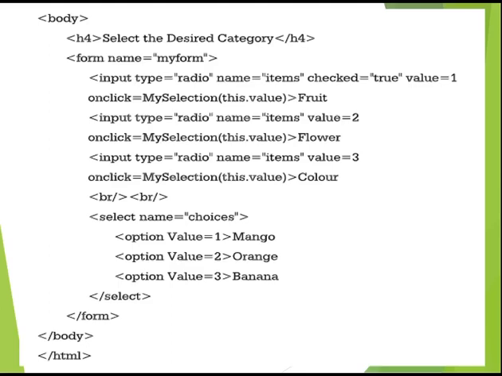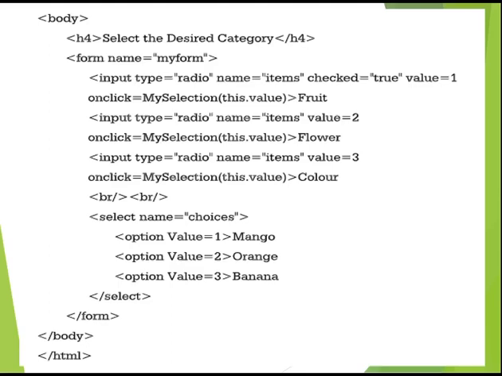Then option value 1, option value is equal to 1, what? Mango. Option value is equal to 2 is orange. Option value is equal to 3 is banana. Then close your first select tag. Okay. Then close your form tag, close body and close your HTML tag.